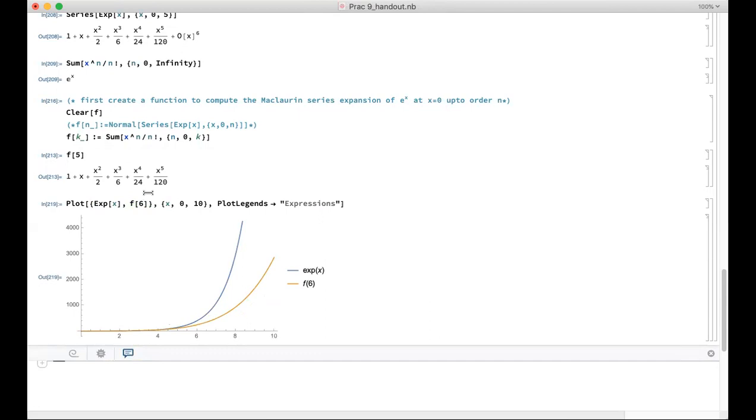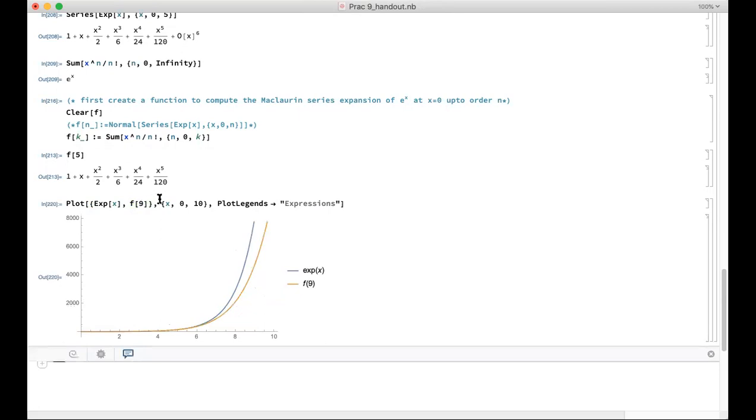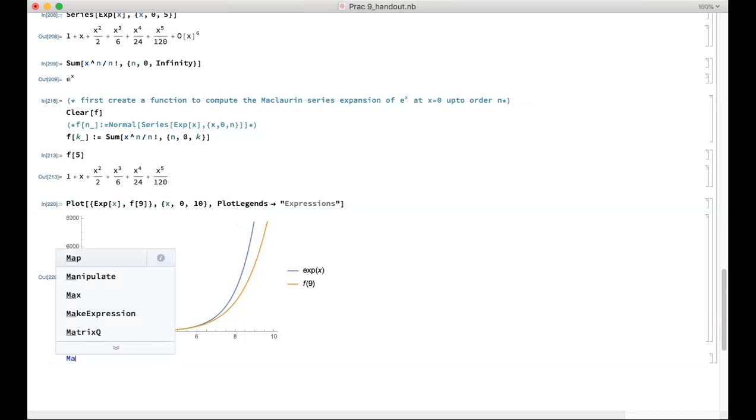So you can see that it's getting closer and closer to the approximate value. I mean the approximated curve. Okay. Is there any question? Now, instead of changing this number every time, you can use the Manipulate function where you would change the k.